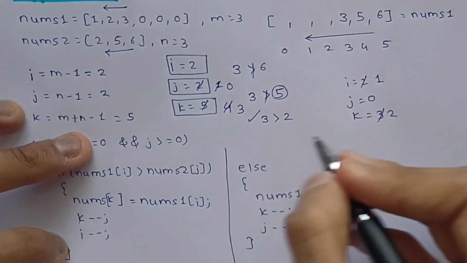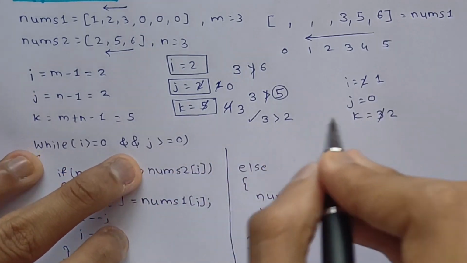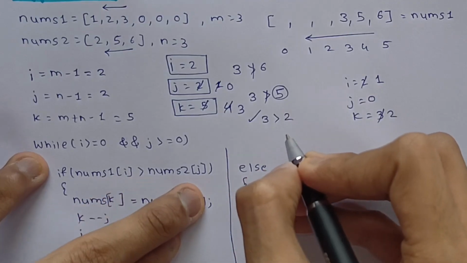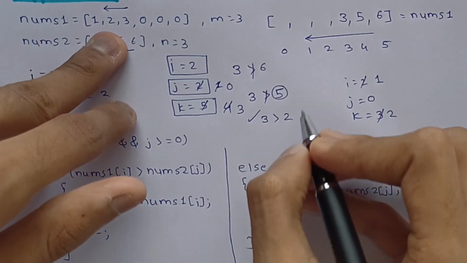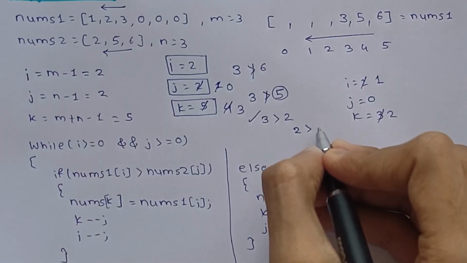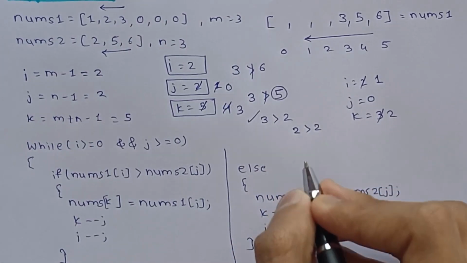Okay, now k will be decremented again and i will be decremented to 1, okay. Now again, i is greater than or equal to 0, yes, j is greater than or equal to 0, yes. Now again we will check if nums1 of i is greater than nums2 of j. Nums1 of i is here 2, okay. 2 is greater than 2, no, it is not greater than 2, it is equal to 2, okay.